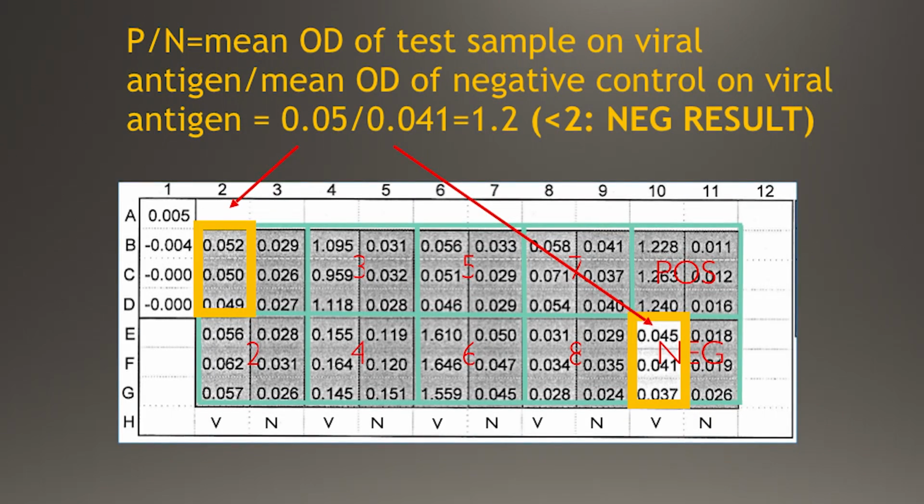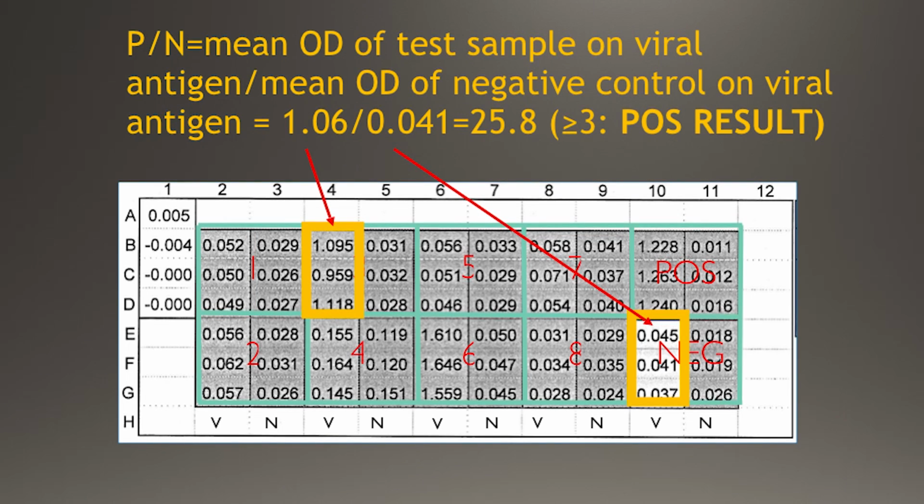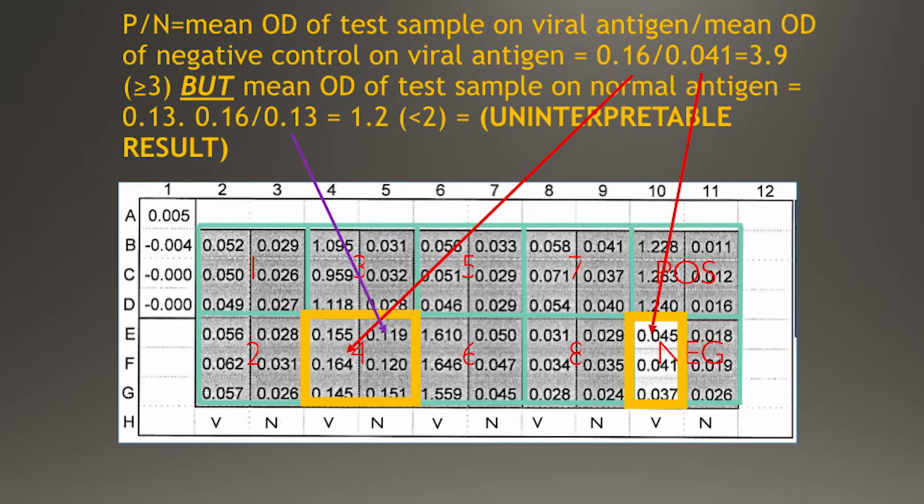Here are examples of negative, positive, and uninterpretable results.